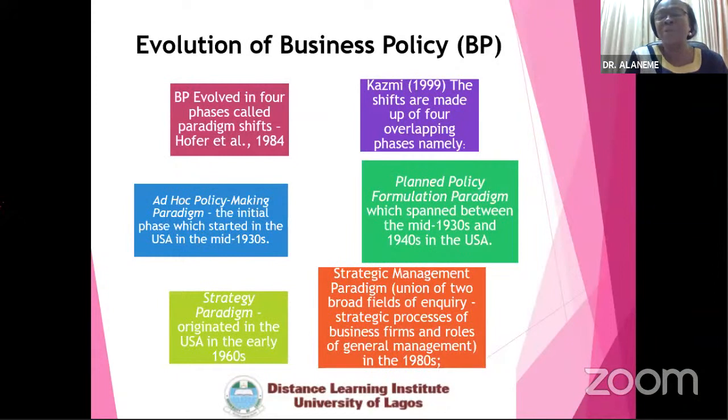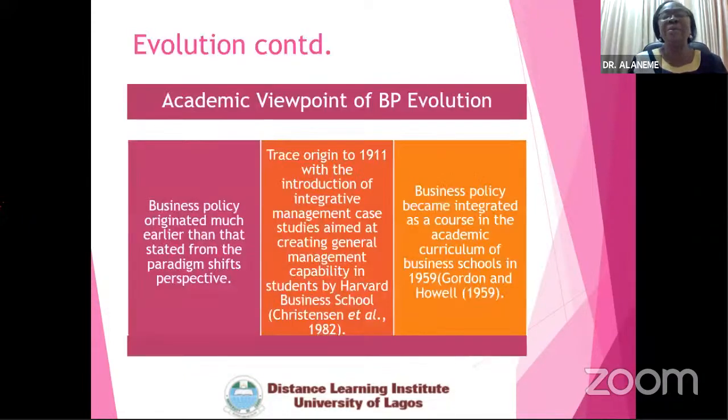And so most times you find that some of those policies will not work because it's like top management was separated from them. But then came the strategic management paradigm where these two broad areas were infused, the strategic processes of business firms and the roles of general management. And that took place in the 80s. And with that, they can move on. And we are still on that, if you ask me, till date.